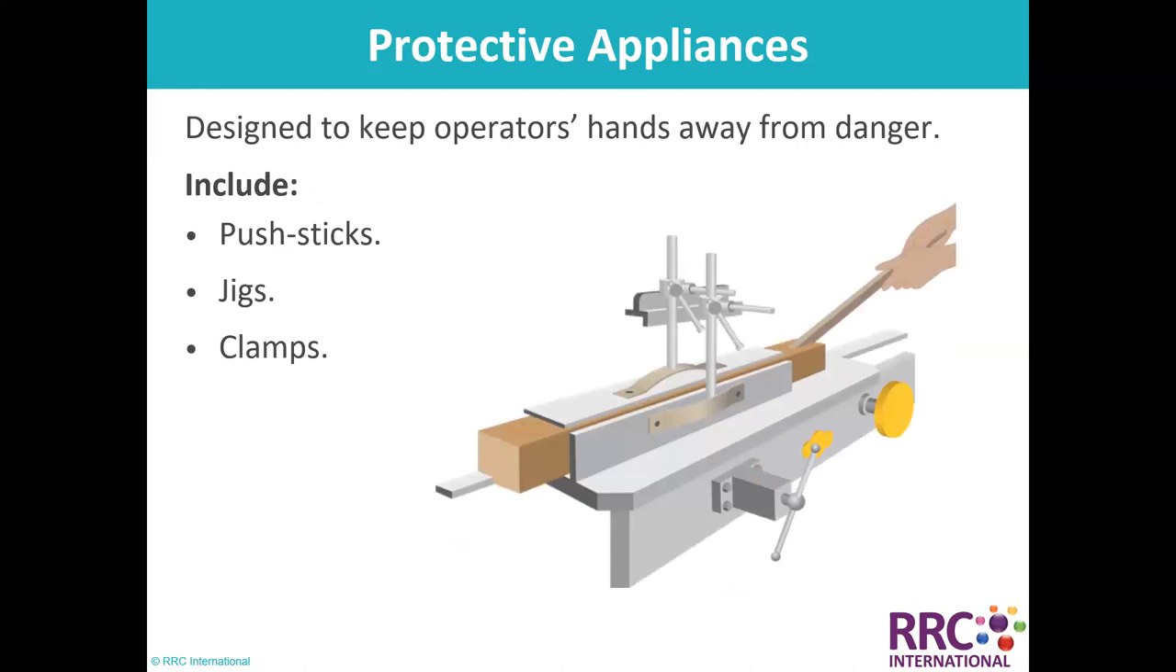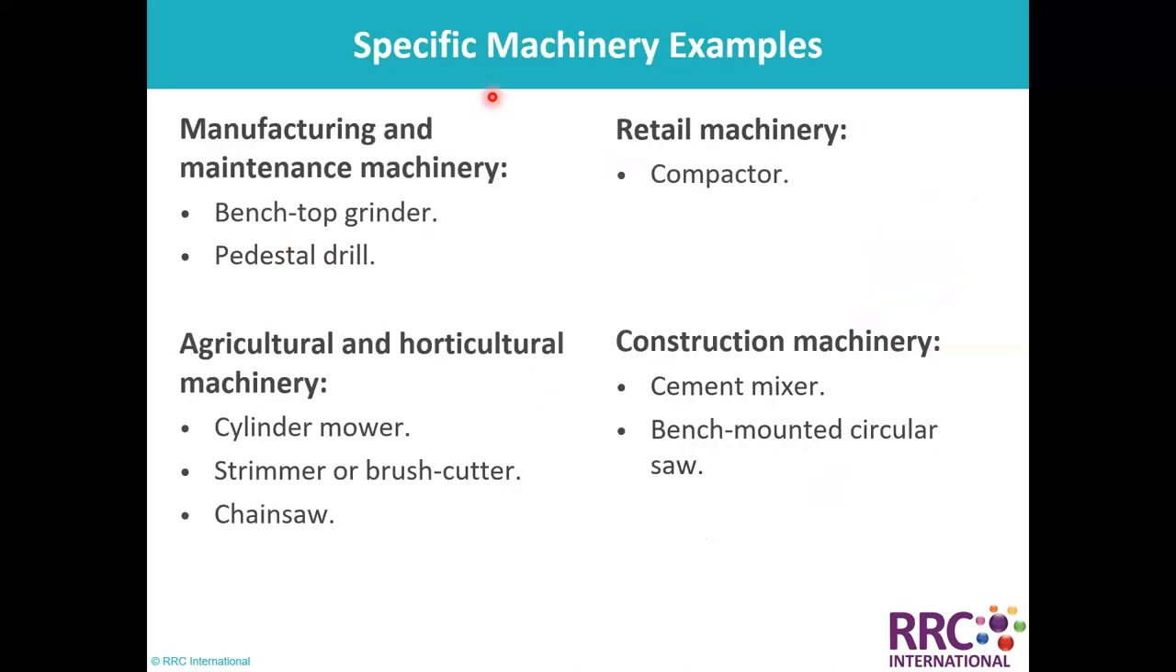Next is protective appliances. We use some kind of protective appliances so that we can prevent our hands from coming in direct contact with the machine. These guards or protective appliances are designed to keep the operator's hand away from the danger. For example, we can have push sticks, jigs, and clamps. Different kinds of protective appliances are there. And now, some specific machinery is there. We are going to discuss some specific machinery.